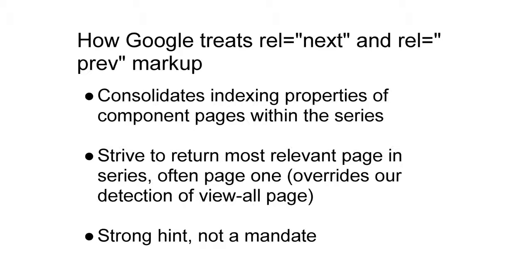So now if you have, say, that product category, selling shapes, if you use the rel next and rel prev markup, it'll tell us that these 2 pages belong to one series, and then most commonly we'll send users to page 1. Know that rel next and rel prev is a strong hint. It's not a mandate by any means.